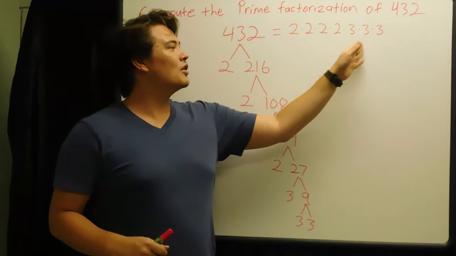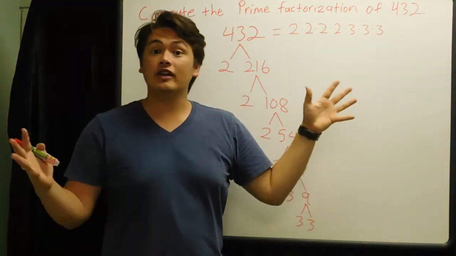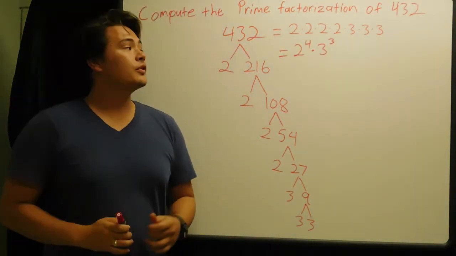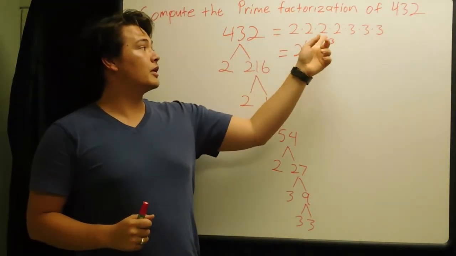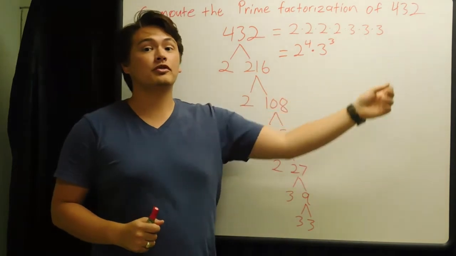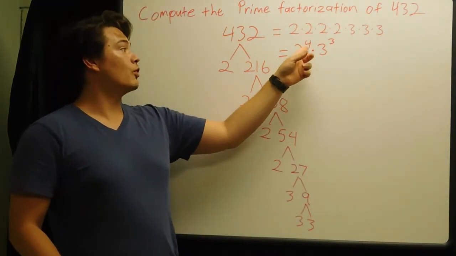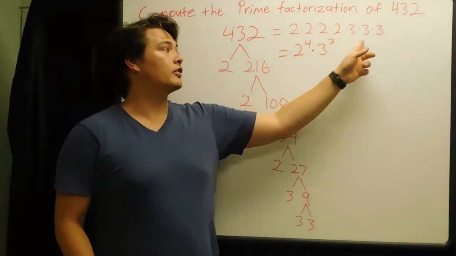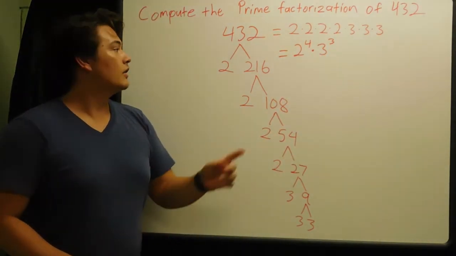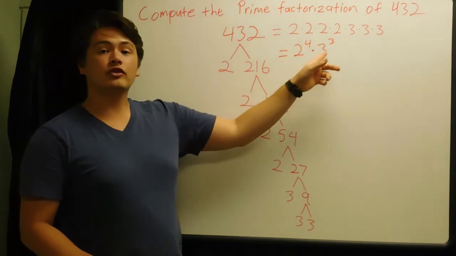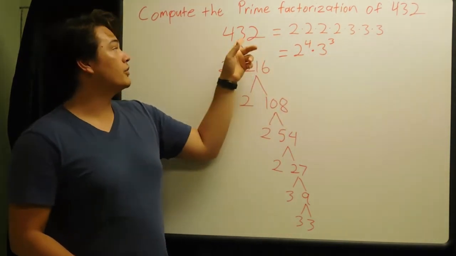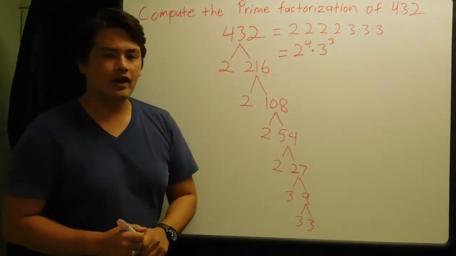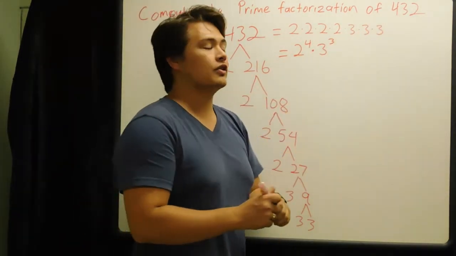Now this is a long way of writing this out, so I'm going to condense it further by writing it in exponents. So another way of looking at 2 times 2 times 2 times 2 times 3 times 3 times 3 is 2 to the 4th power, because there are 4 2's, and 3 to the 3rd power, because there are 3 3's. So 2 to the 4th times 3 to the 3rd equals 432, and this is the prime factorization of 432.